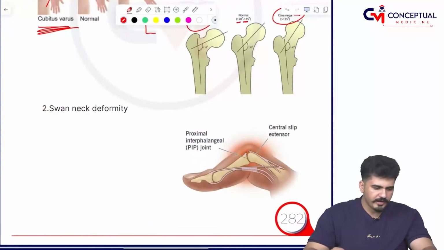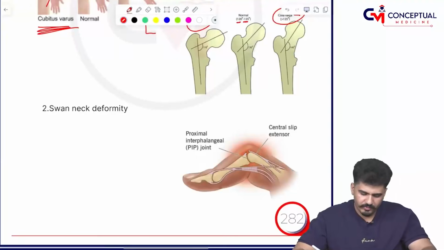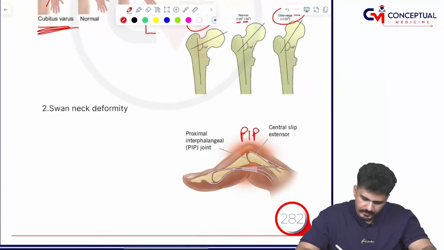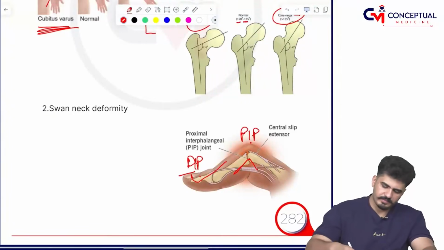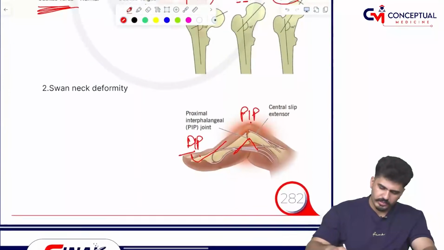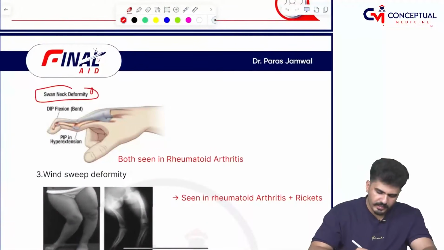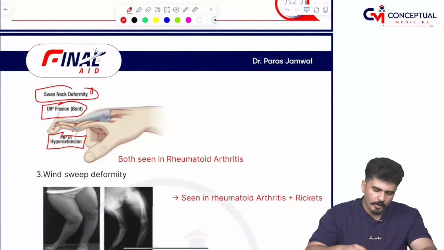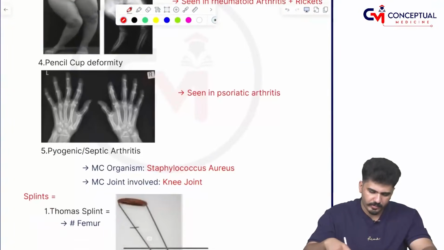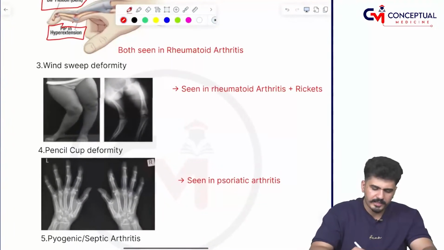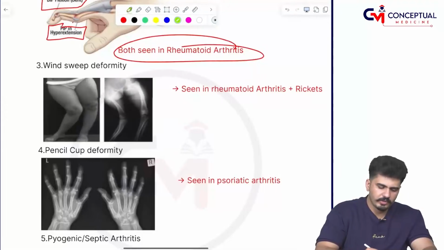Sir, remember what is happening in the swan neck deformity? There is a PIP and there is a DIP. Flexion at the PIP and extension at the DIP: no, this is Boutonniere deformity. This one is swan neck deformity: hyperextension at the PIP and flexion at the DIP. The opposite happens in Boutonniere deformity. They both are seen in rheumatoid arthritis.